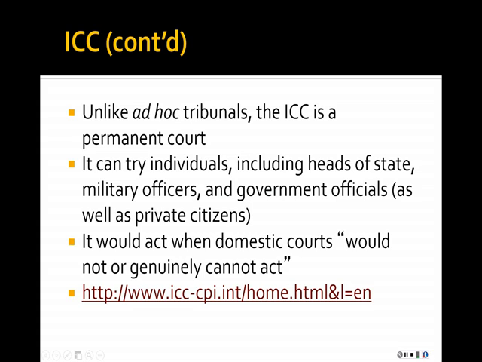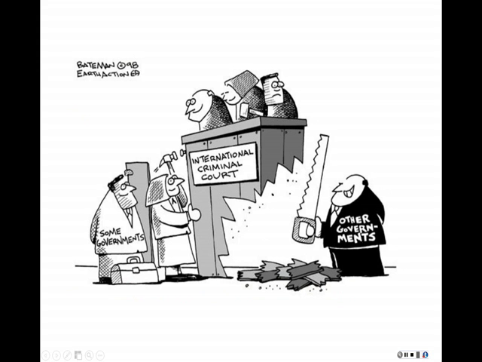I'll get a new link there. But the ICC has its own website, and you can go and see, in very similar fashion to the ad hoc criminal court for the former Yugoslavia, you can watch what's going on in the ICC online.